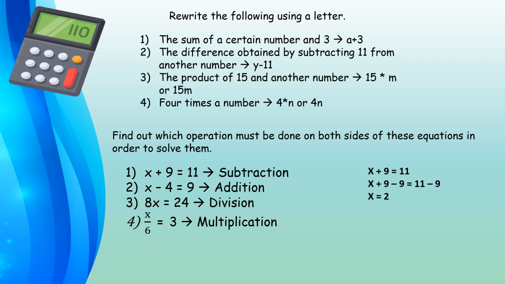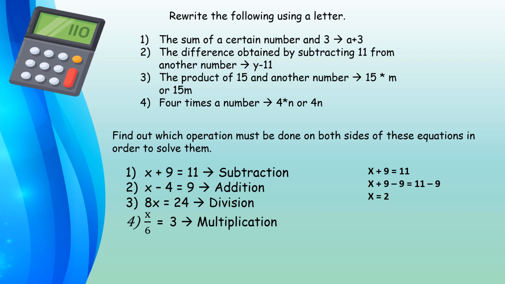Now, let's see what we have to do to get the answer. Find out which operation must be done on both sides of these equations in order to solve them. Let's take up the first question. x plus 9 equals 11. Can I get the answer of x easily? No, I have to do something. Can I add 9 with x? No, but I can do something with 11. What is my sign? It's plus 9. So in order to do something, I have to subtract it.